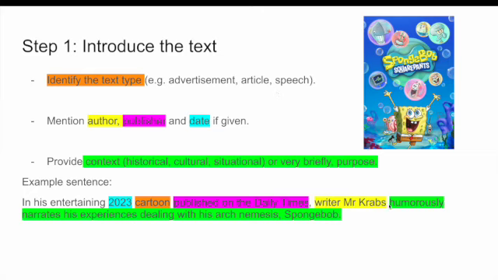And in the next half of the sentence, it goes on to say humorously narrates his experiences dealing with his arch nemesis SpongeBob. So obviously in this context, I wasn't able to derive context from this photo right here. So what did I do? I managed to give the brief purpose of it. I said it humorously narrates Mr. Krabs' experiences dealing with his arch nemesis SpongeBob. So that's sort of what the first sentence does. It has three main goals: to identify the text type, identify the author, publisher, publication date, and so on, and provide a very, very, very little bit of context or a brief statement about purpose.